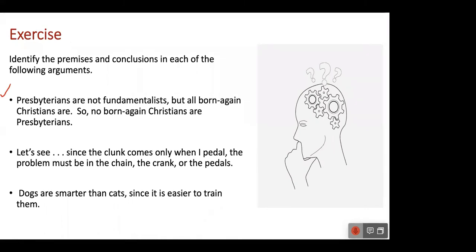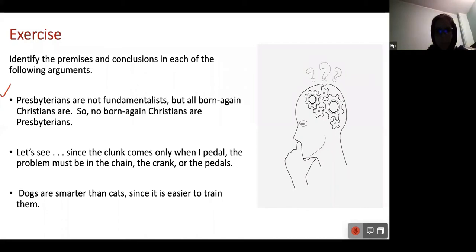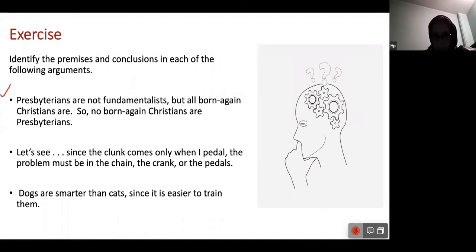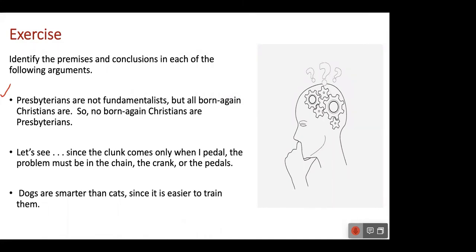Shall we talk about the first one or the second one? The first one. Let's go in order. The first sentence is the premise, and the second sentence is the conclusion. Well, again, try to use your annotation tool. So which is the premise? The first sentence. And obviously the second one is the conclusion. Everyone agree?